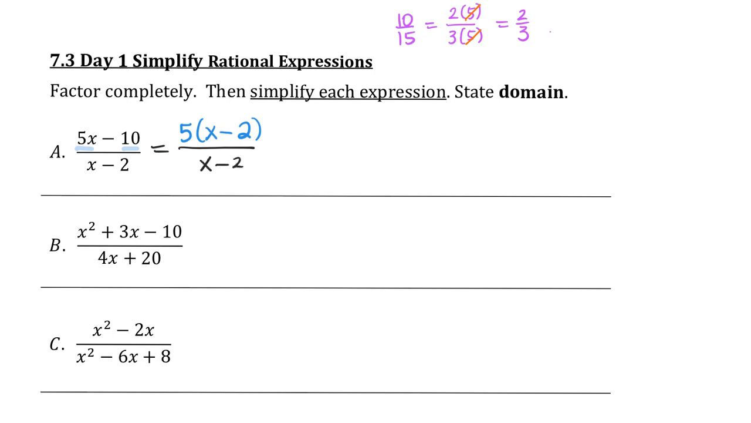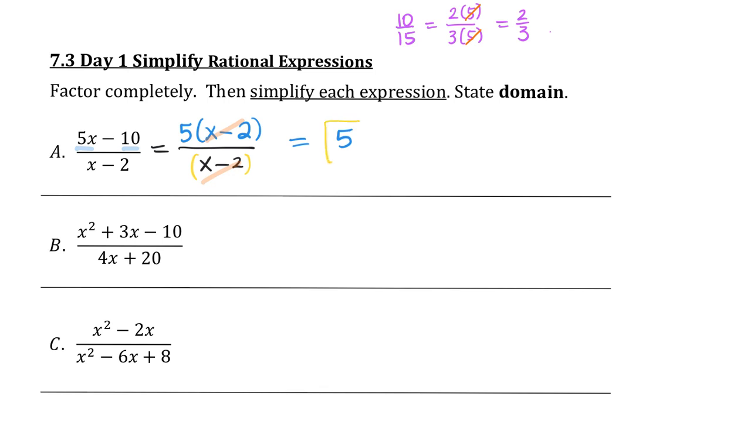Okay, then I wanna look for any common factors to cancel. Since the x minus 2 is all alone at the bottom, these are kind of like parentheses. So if there's an identical factor from top to bottom, I can cancel it. So in this case, I can cancel this with this. Okay, so my answer is going to be 5, and that's a good answer.